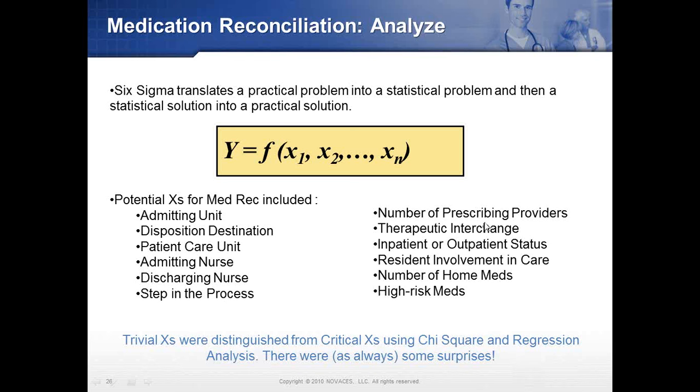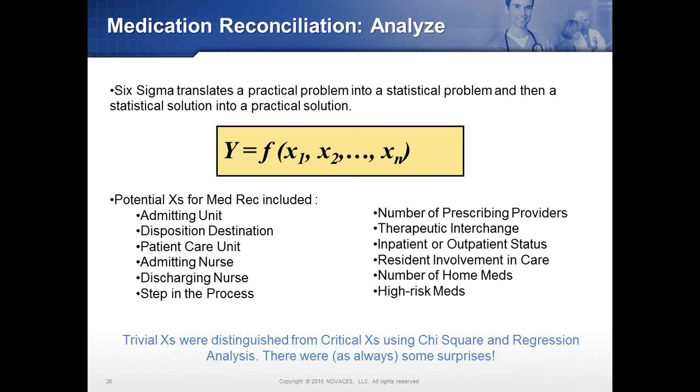The number of prescribing providers, that was thought to be a sure hit, a sure thing. Therapeutic interchange was also thought to be a reason that MedRec errors occurred, whether they were inpatients or outpatients. Now, initially, we were told that there were no medication reconciliation errors in the outpatient population. As it turns out, the proportion was exactly the same.